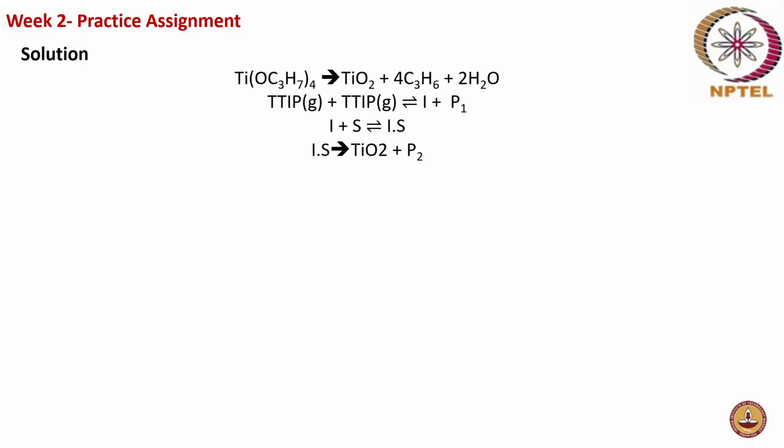We have the reaction: TTIP gives titanium dioxide plus 4C3H6 plus 2H2O. That is the overall reaction. And the gas phase reaction, which is in equilibrium: two molecules of TTIP will give intermediate plus P1. And then this intermediate plus S, that is, it gets adsorbed on the active site. And once it gets adsorbed on the active sites, it deposits TiO2, and then one more product P2 is formed. So how to start with this problem?